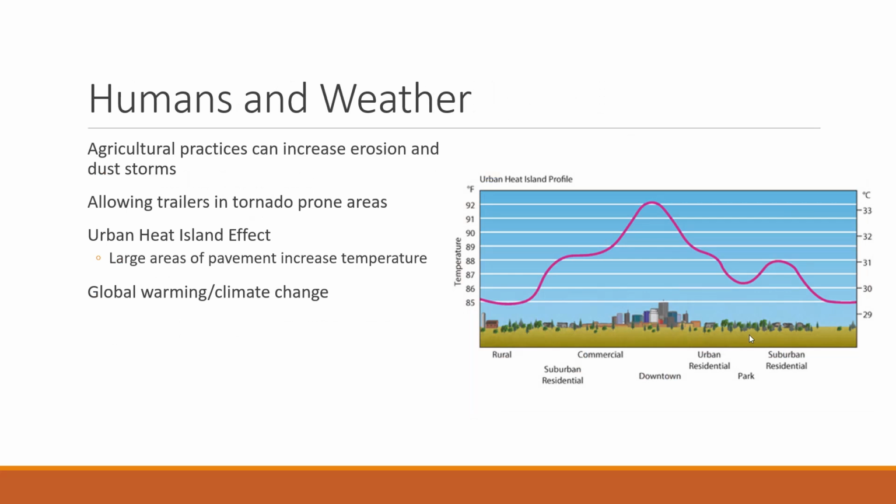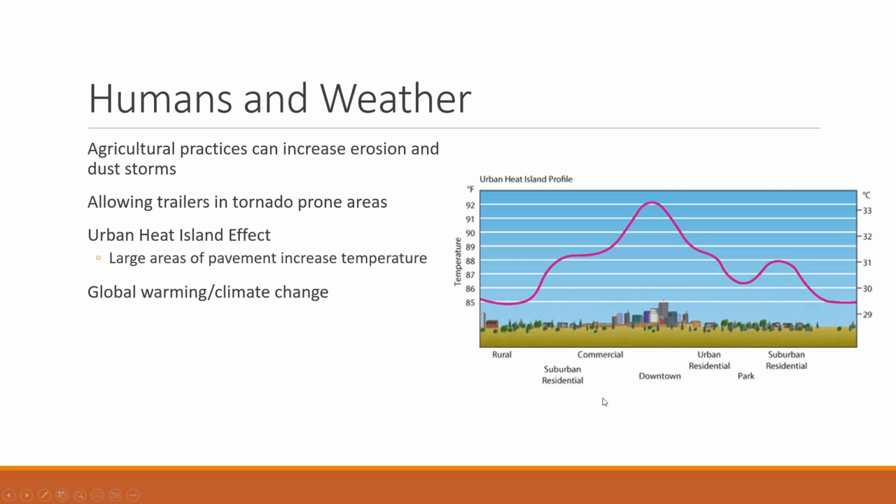Humans and weather. Agricultural processes can increase erosion and dust storms. We saw that with the Dust Bowl. We have problems when we allow certain building practices in areas that are prone to certain types of weather. So trailers in tornado-prone areas is not a good idea because they have no protection against tornadoes. There is a thing called the urban heat island effect. Large areas of pavement will increase temperature. We see this in cities of all sizes.